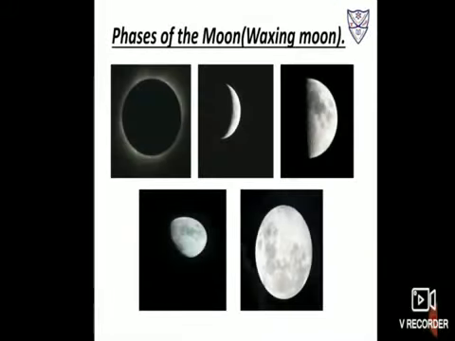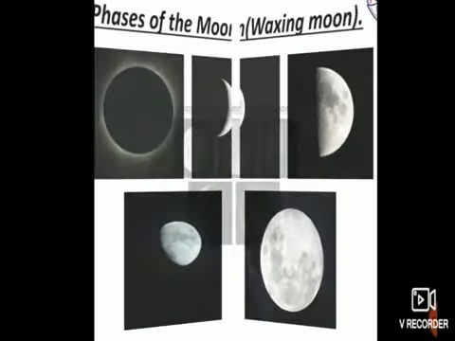Now students, in this slide you can see waxing moon. So first will be new moon, second will be waxing of crescent moon, third image you will see that is first quarter. Fourth image you will see that is waxing of gibbous moon, and last you will see full moon, that is Purnima. So here the size of the lighted part of the moon is increasing. So this we are saying waxing moon.